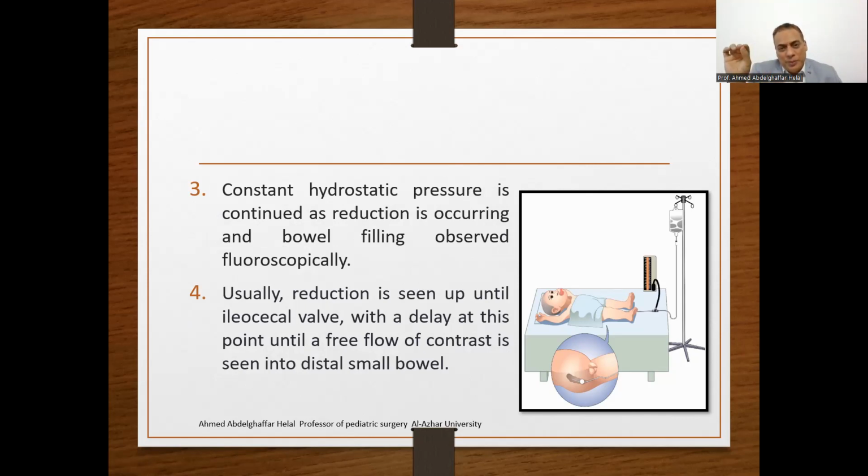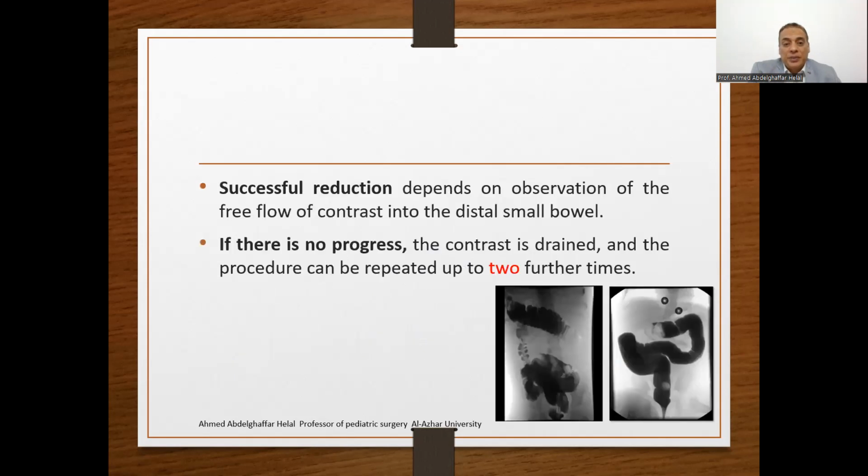So the contrast will pass from this height, filling the rectum, rectosigmoid, and the descending and transverse colon, and then reaching the ascending colon until the area of the ileocecal valve, where there will be some delay owing to the edema present at that area. Then the reduction is successful if the contrast freely flows into the distal small bowel.